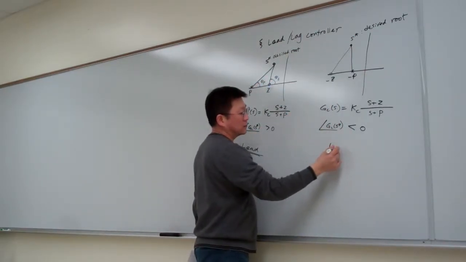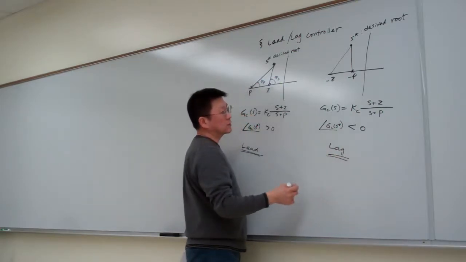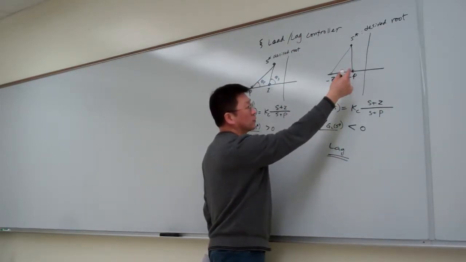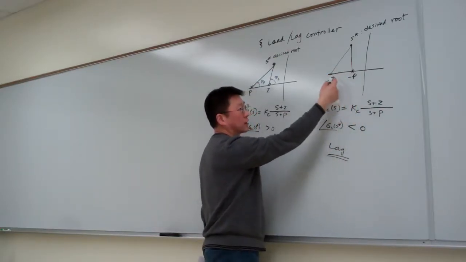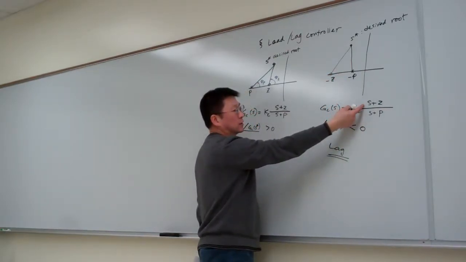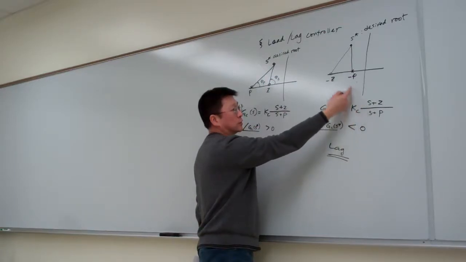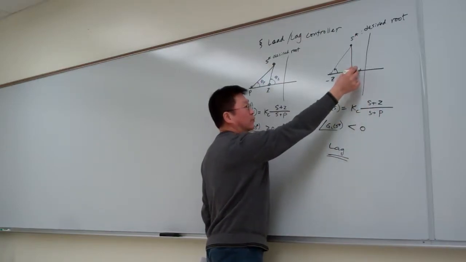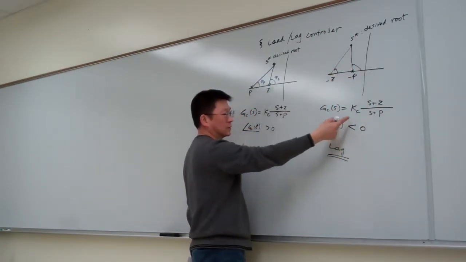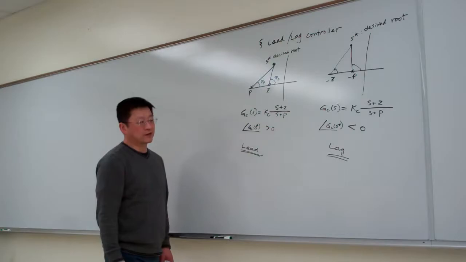And for the lag controllers, basically similar ideas. We're simply looking for the phase angle here, and from this graphic and in this arrangement, the angle of the numerator is this big, and the angle of the denominator is that big. So basically it is negative, and that is defined as the lag controller.